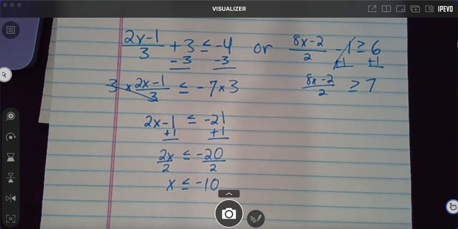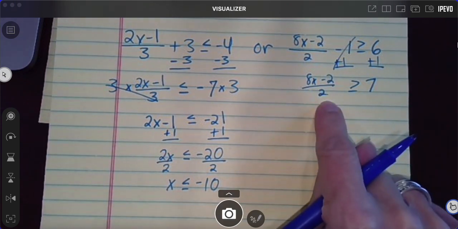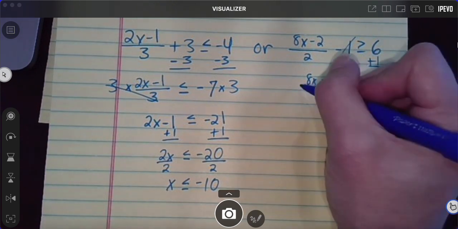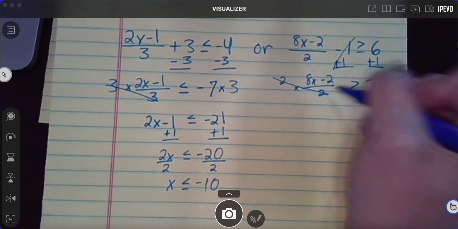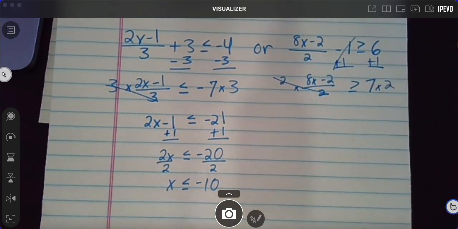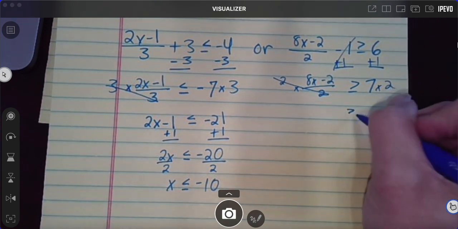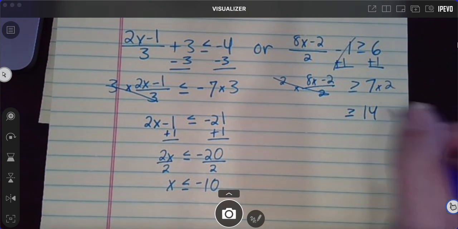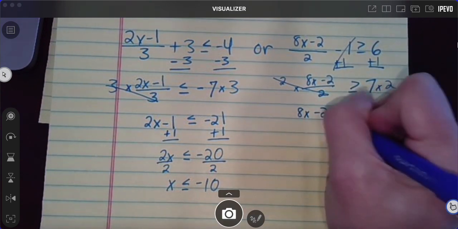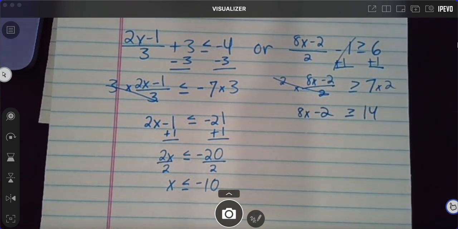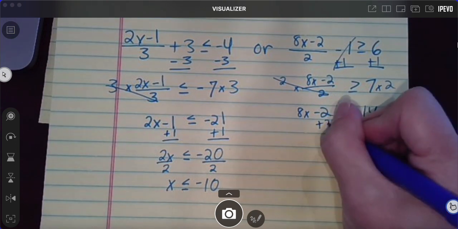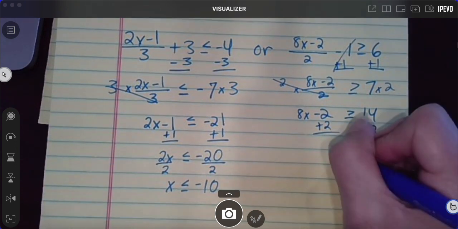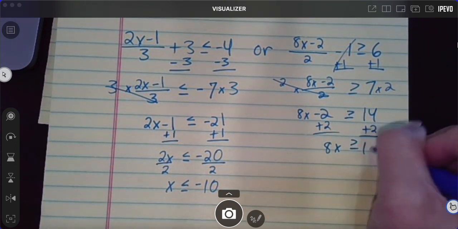Multiply by 2. I want to get rid of that denominator. Now I can. So I shall multiply by 2 on both sides. Positive sign. So I just keep my sign the same. 8x minus 2 greater than or equal to 14. Then what? Add 2. 8x is greater than or equal to 16.